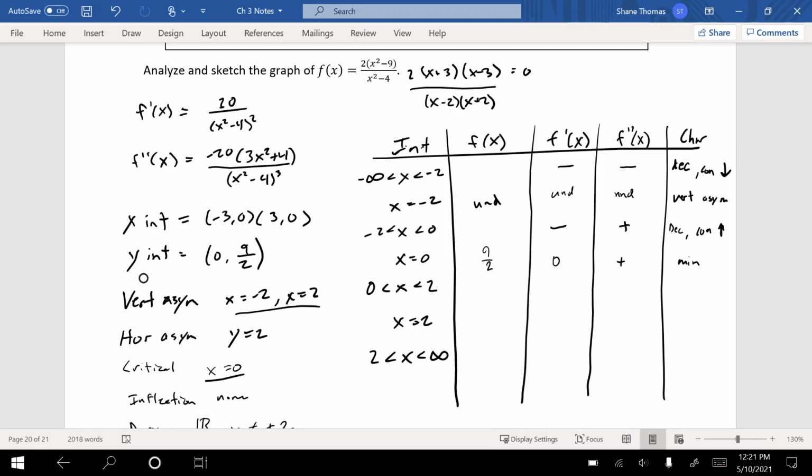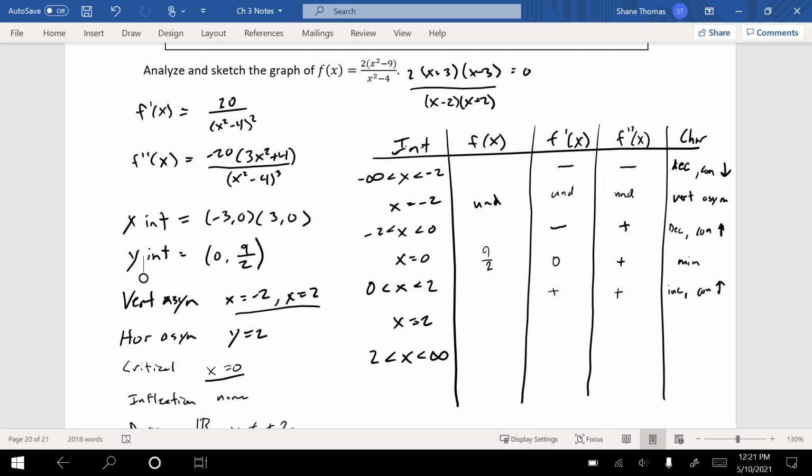All right, from 0 to 2. Again, I don't care about the original function. I just care about the sign for f prime of x and f double prime. So we could use 1. If I plug a 1 into f prime of x, I'm going to get positive. If I plug it into f double prime, I'm going to get a positive. Therefore, I am increasing because of f prime. F double prime is positive. Therefore, it's going to be concave up.